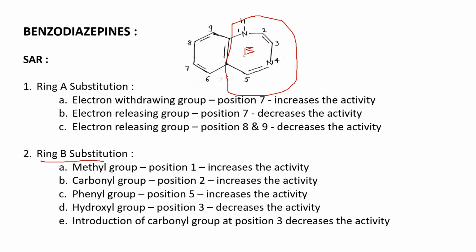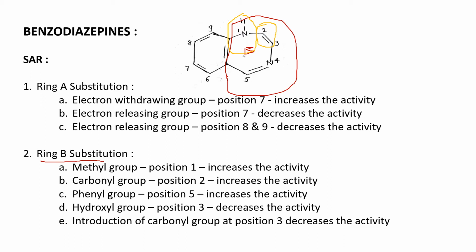In ring B substitution, if a methyl group is present at the 4th position, it is going to increase the activity of the drug. If a carbonyl group, that is C double bond O, is present at the 2nd position, it also increases the activity.